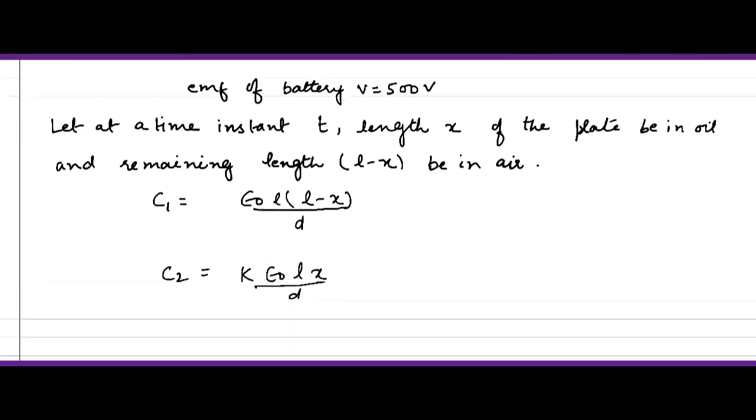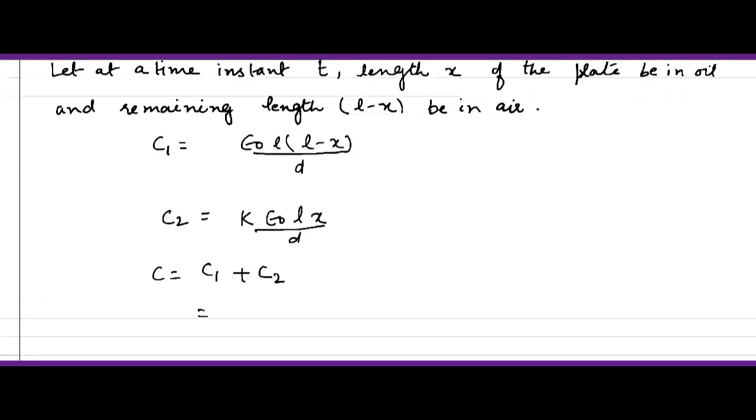As they are connected in parallel, the equivalent capacitance will be the sum of these two, C1 plus C2. So this will be equal to epsilon naught L by d, we have taken it out common, times L plus (K minus 1) x.